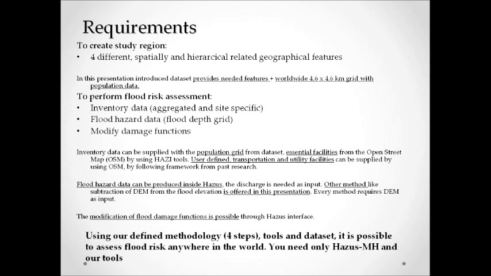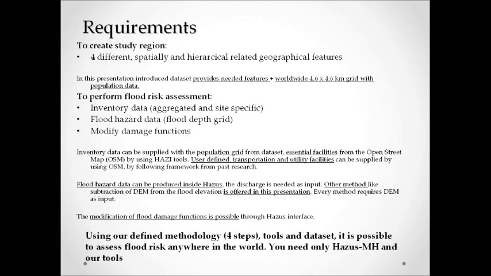But I already mentioned that we also introduced the data set which provides the needed inputs for each country in the world. And as the smallest area, the level 3, which is a census block in Hazus, we introduced the worldwide about 21 square kilometer grid with the population data. And for the flood risk assessment, the main inputs are inventory data, aggregated and site-specific data, flood hazard data, so flood depth grid, and it's needed to modify the damage functions.